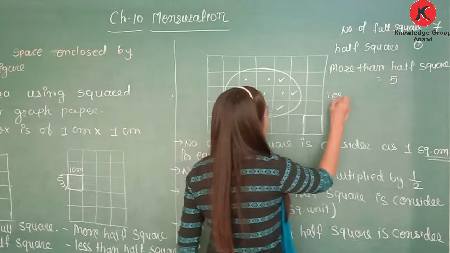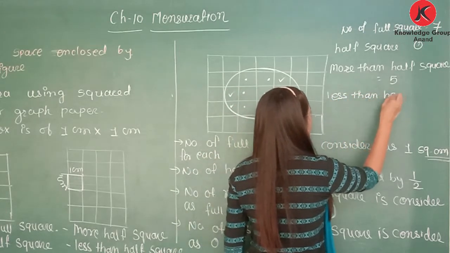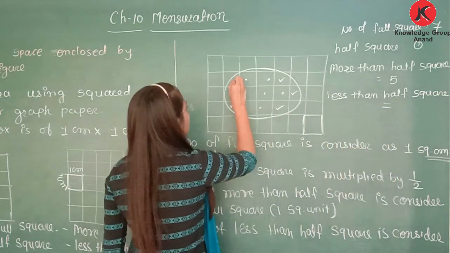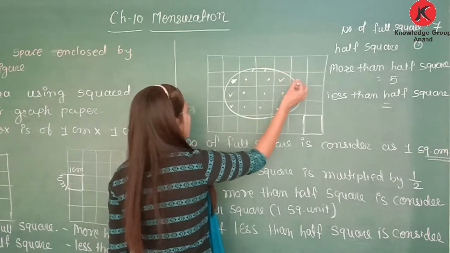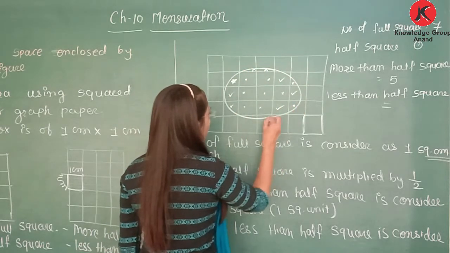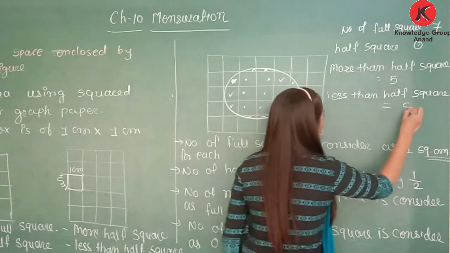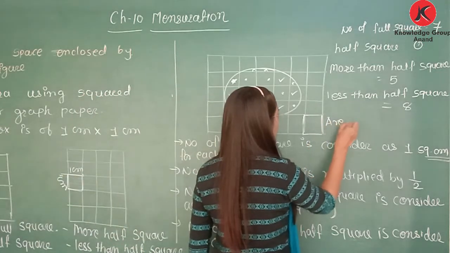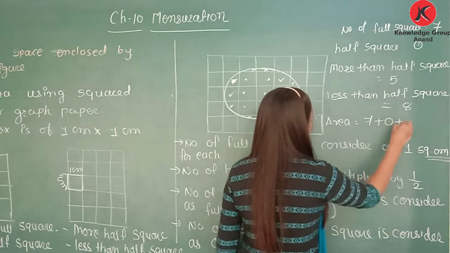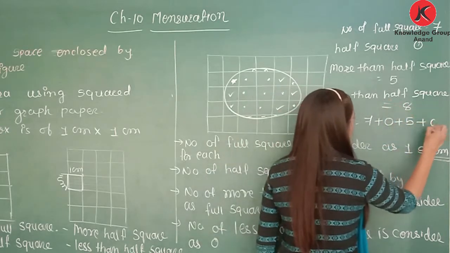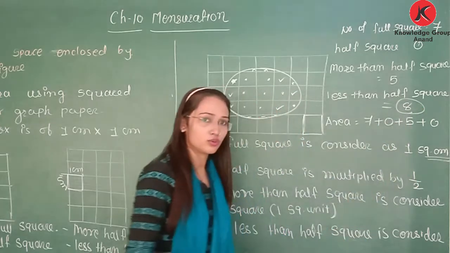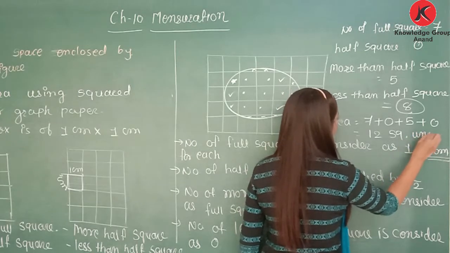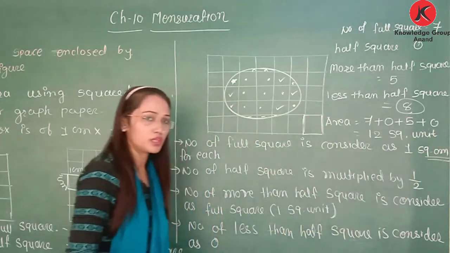Less than half square, so 1, 2, 3, 4, 5, 6, 7, 8. So 8. Now less than half square is considered as a 0. So area will be 7 plus 0 plus 5 plus 0. Why? Because this is considered as a 0. So that's why area will be 12 square unit, or you can say centimeter if this box is of 1 centimeter.